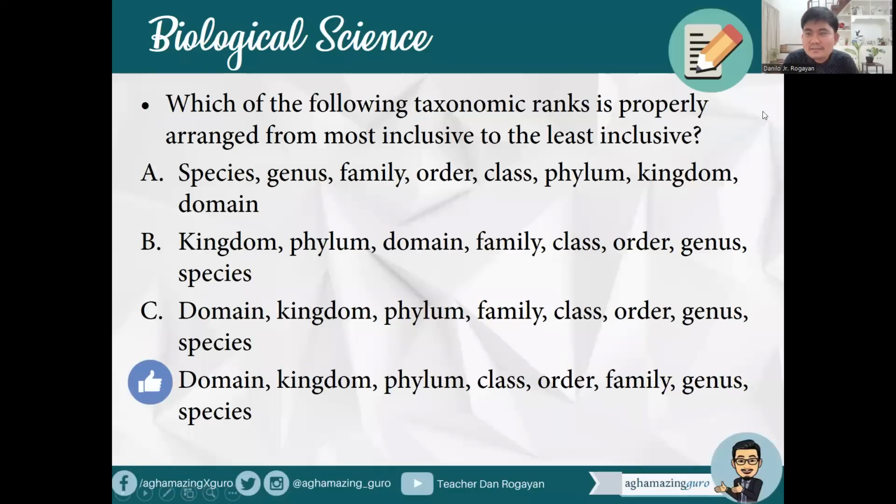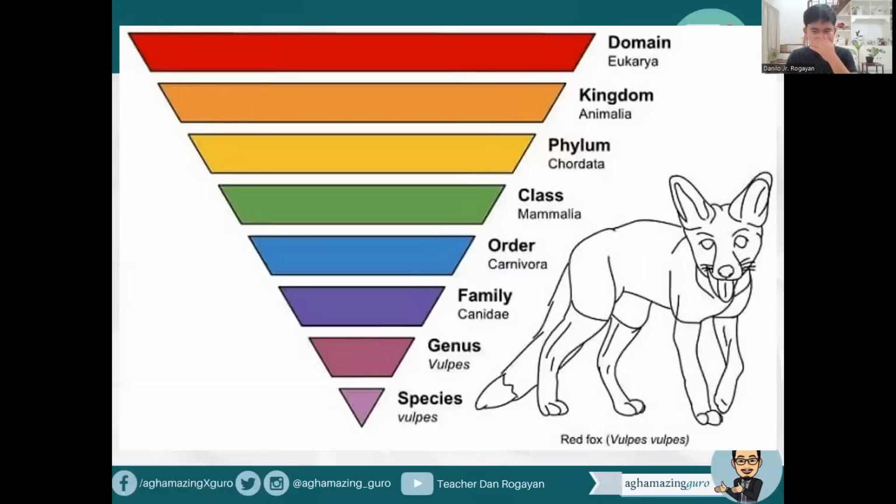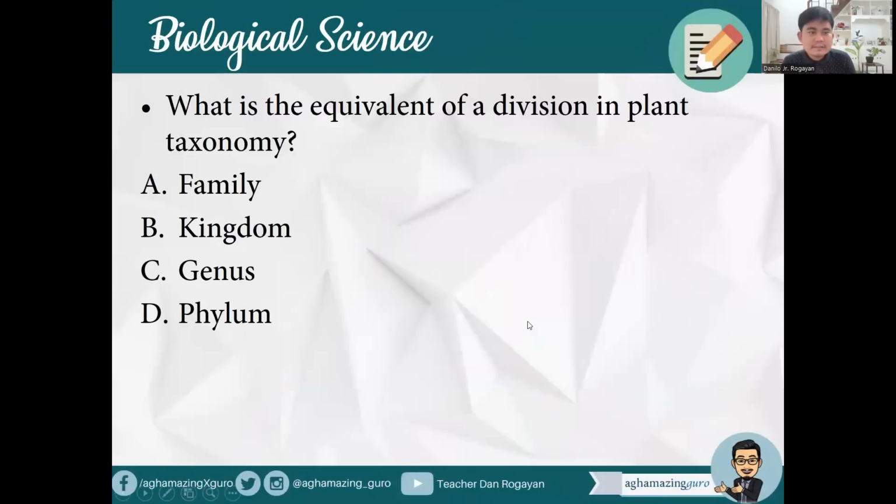Okay na tayo doon? Okay na ba? So tama naman, no? So next. So that's it, no? So again, most inclusive or broadest to the exclusive or least inclusive. Okay? So alam na natin yan, phylum.